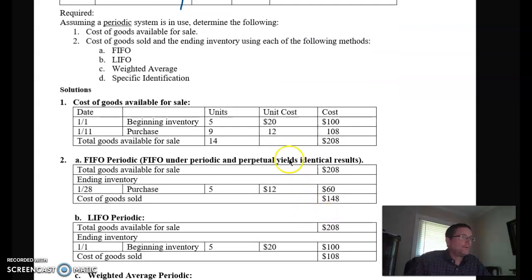So again, we have this same cost of goods available for sale. We just talked about 5 times 20 equals 100. So 208 minus 100 equals 108. So cost of goods sold on FIFO is higher than cost of goods sold under LIFO.